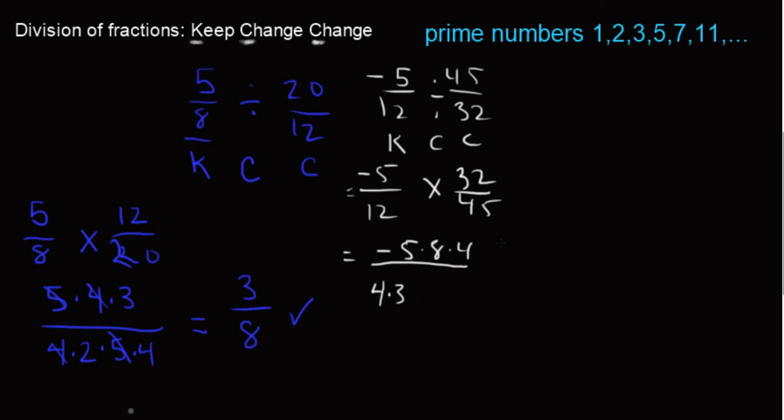And 45, any number with a 5 on the end is divisible by 5. So that's just 9 times 5. I'm going to get rid of some of these 5s, these 4s. That's going to leave me with a negative 8 over 27. No common factors. I'm going to put the negative sign out front. That's the convention, to put the negative out front. So that's the answer, simplest form.